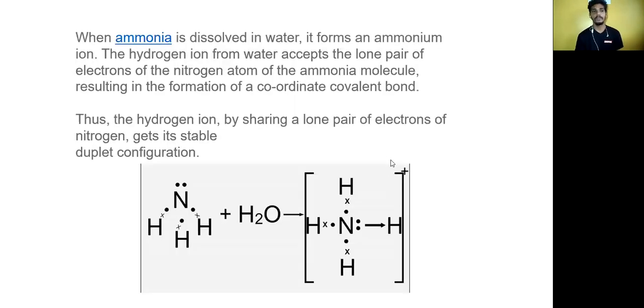Now, when ammonia is dissolved in water, it forms an ammonium ion. What is going to happen? Let's see. In this diagram, one hydrogen is added to the ammonia because of the lone pair of electrons, giving a positive charge. Why a positive charge? Earlier there was a lone pair of electrons, but right now those are shared with the hydrogen. Now the duplet configuration is completed for the hydrogen, and this is positive.